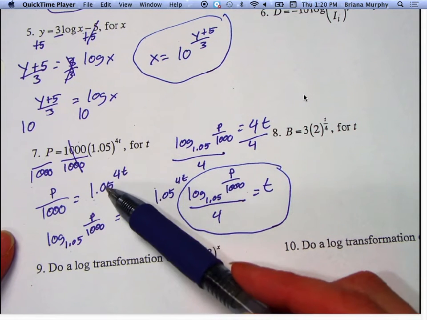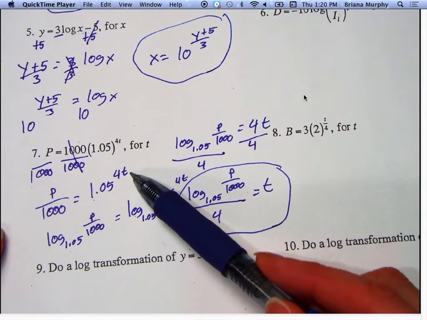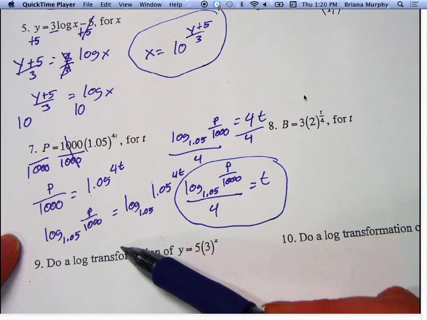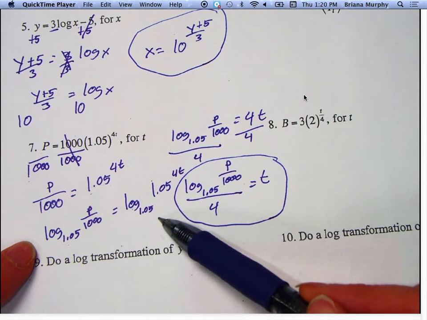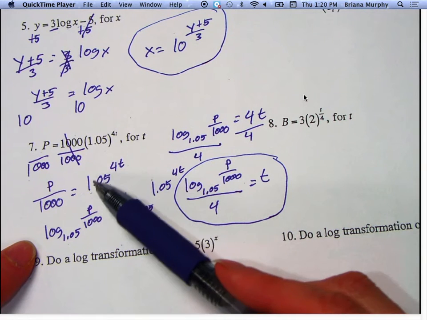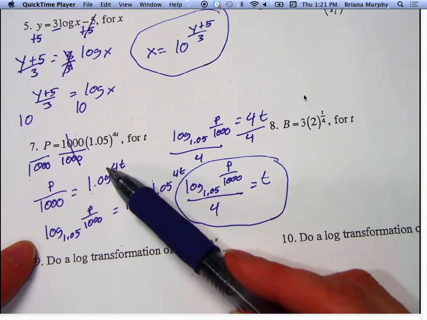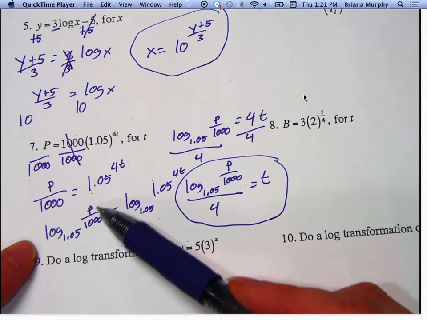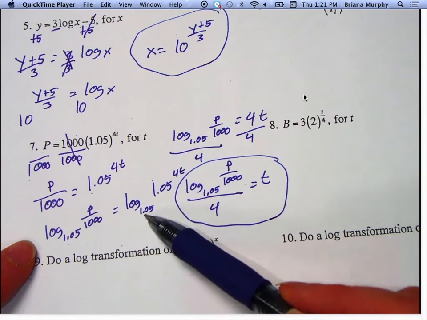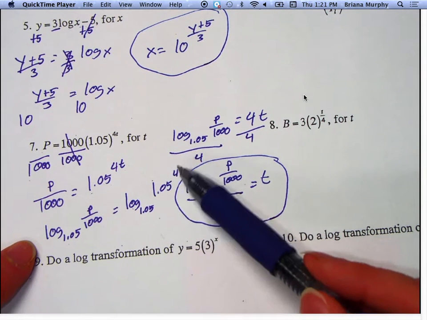So I have to think about how I'm going to find out what an unknown exponent is. That means I do a log. So I take the log of both sides, and I have to use the base that the base is at. So log base 1.05 of P over 1,000 equals log base 1.05 of 1.05 to the 4t.